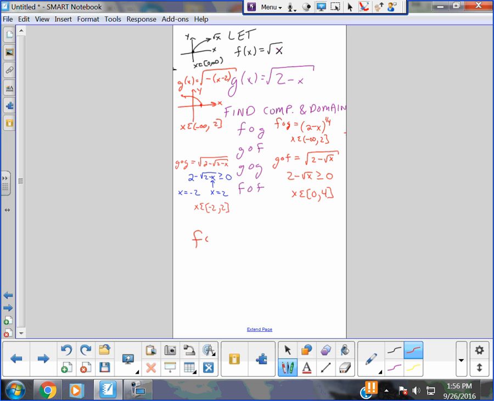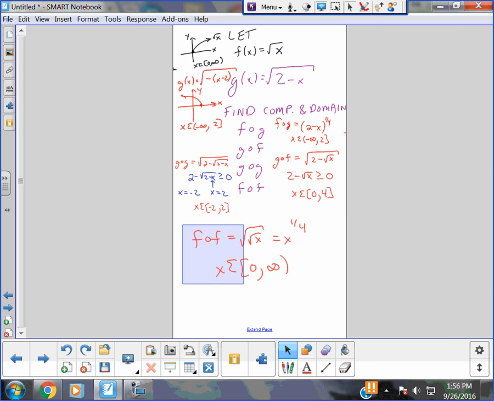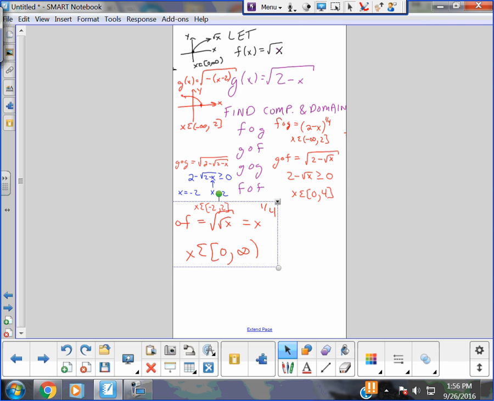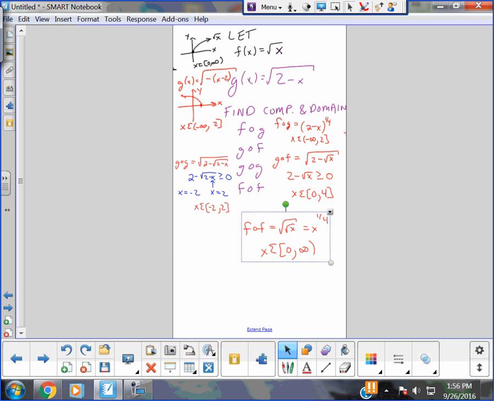Last one, f of f. All right? Everybody, I suppose I could write it out because it's fun to write. It's just x to the 4th. All right? It's still 0 to infinity. You guys all agree? This is the same as the root function, x to the half power, but it just goes in here. Everybody, this can't be lost on us, that this is substantially different than if I asked you to do f plus g.